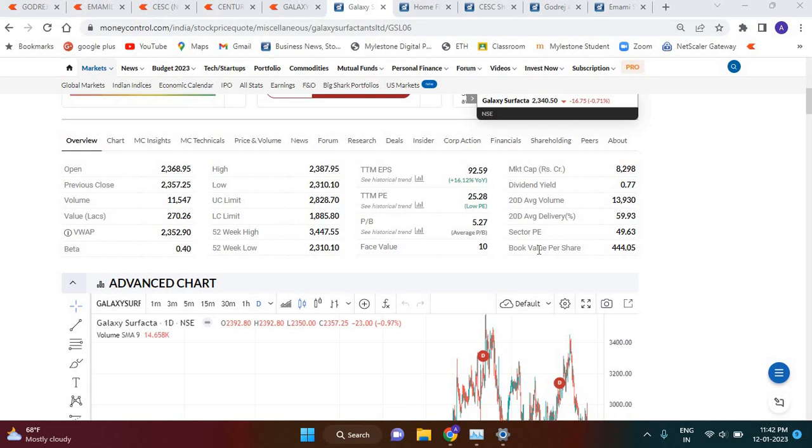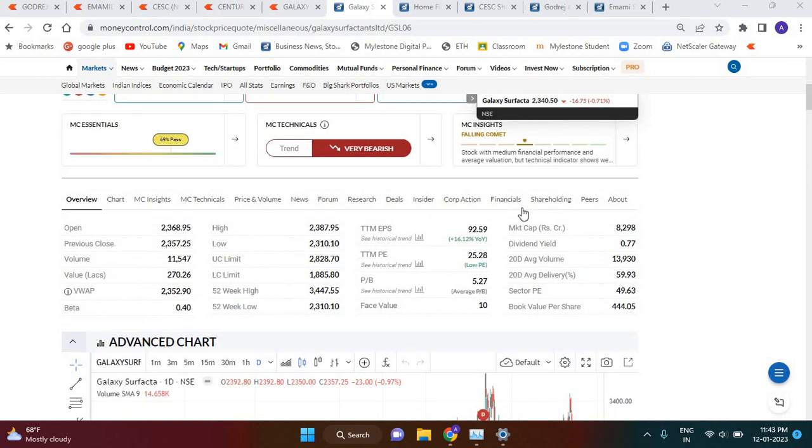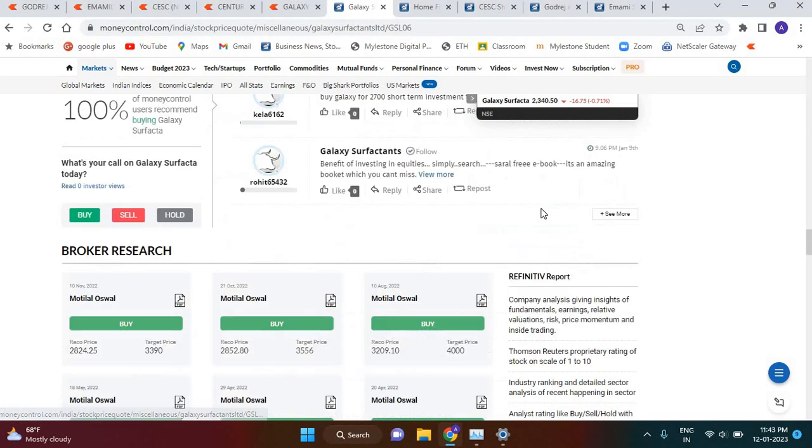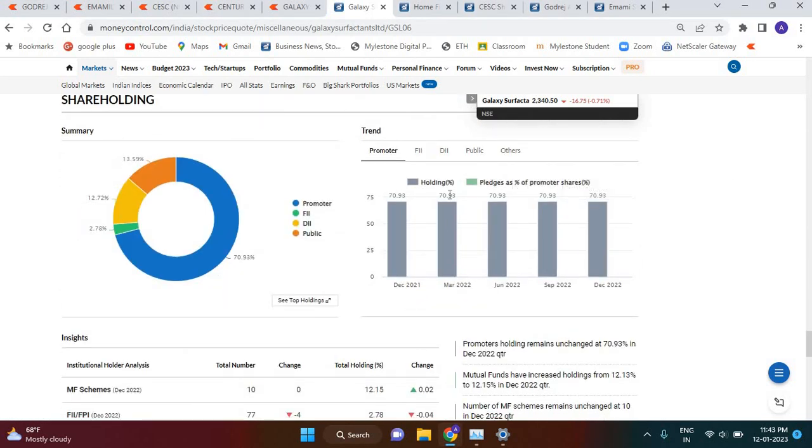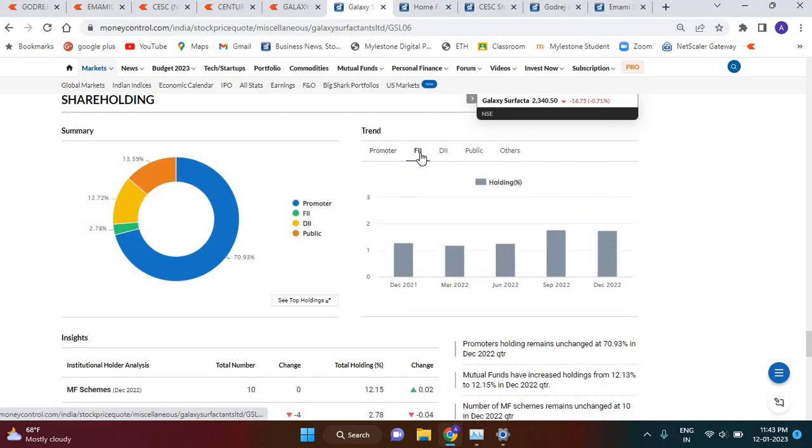So when we look at it fundamentally, we can see that sector PE is 49 and TTM PE is 25, so that's fine. PBV, as per sector, is average. Then let us see shareholding. There's no pledging and all. We'll see FIIs and DIIs. FII is slightly reduced, but it's okay.